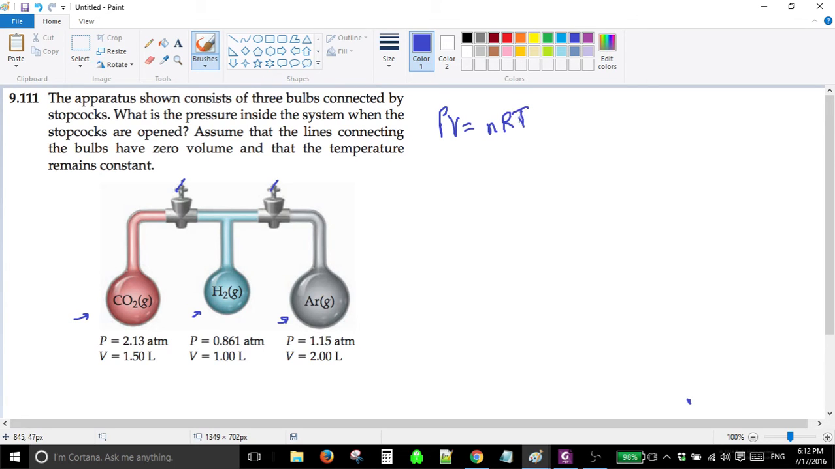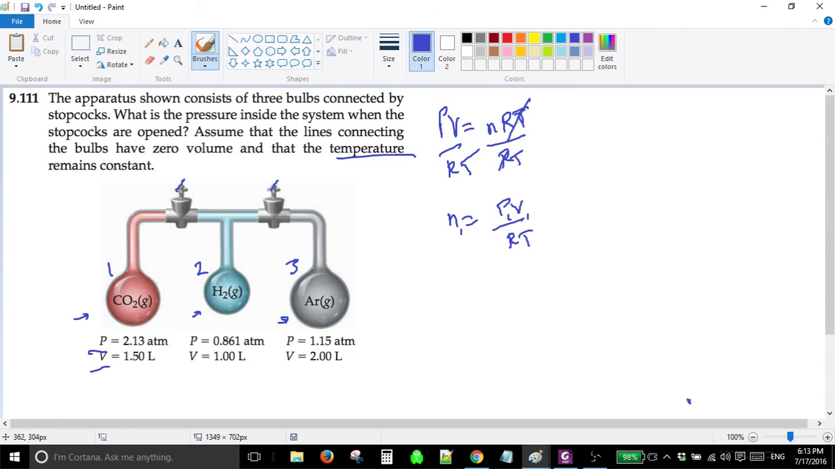this is how to find the moles of CO2, for example. Now PV is right here. There's P and there's V. So here, let me call CO2 gas 1, and this is gas 2, this is gas 3. They're all at the same temperature.